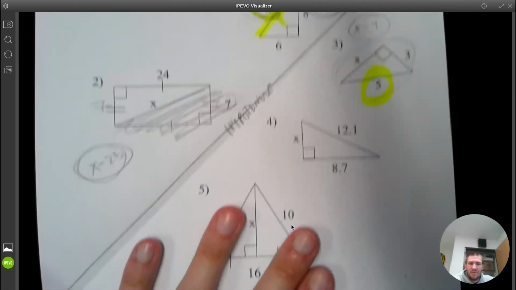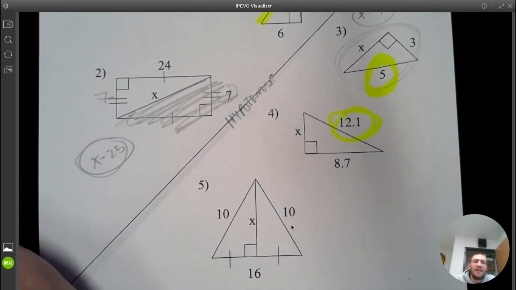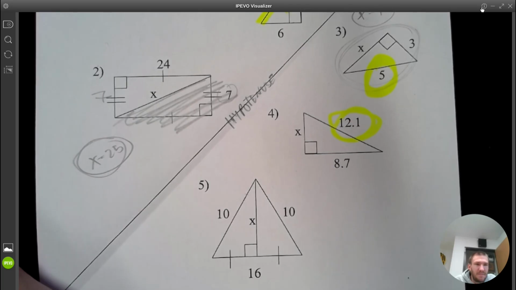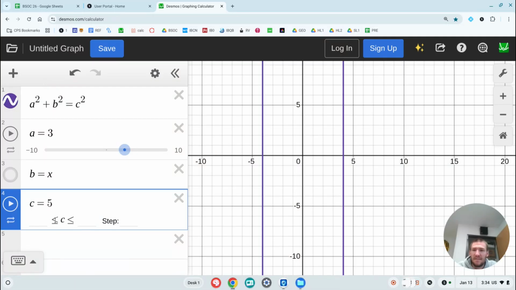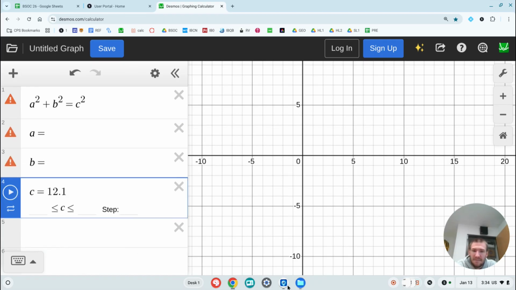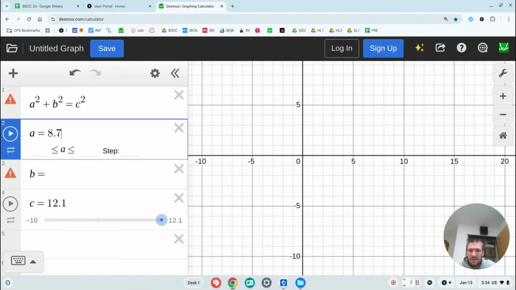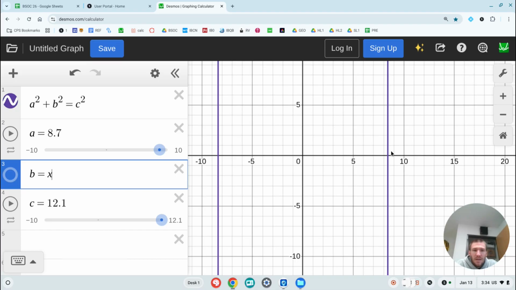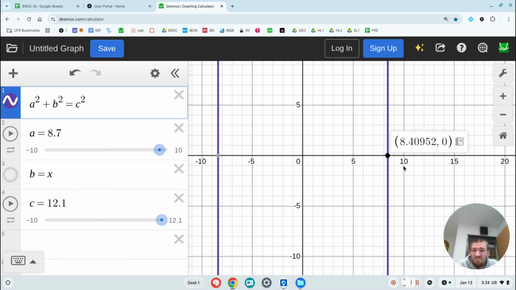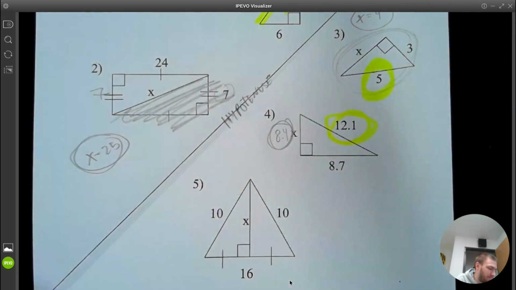Okay? Look at this question. Which one is the hypotenuse? It's the 12. So make sure that the 12 goes where it needs to go, right? The 12 goes in the C position. At this point, you can't mess it up. X and 8.7. Click it. Now this time I'm getting a decimal. That's okay. We're just going to do one decimal place for the notes today. So we'll just call this 8.4.